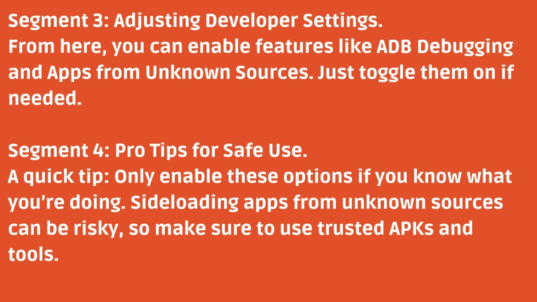Segment 3, adjusting developer settings. From here, you can enable features like ADB debugging and apps from unknown sources. Just toggle them on if needed.